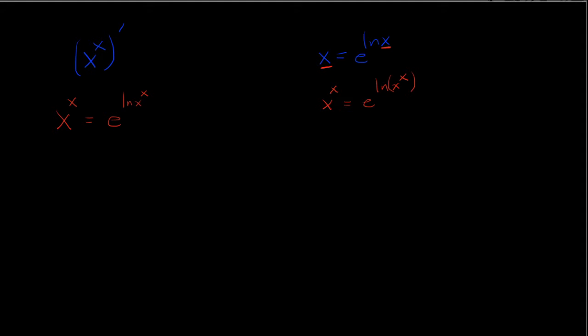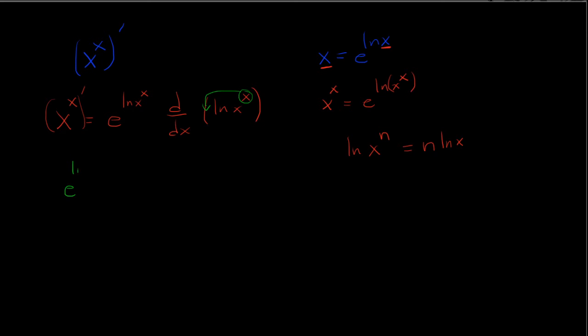So I'm going to rewrite x to the x as e to the natural log of x raised to the x power. And for the derivative, I need to multiply by the derivative of the exponent. So here, I want to take the derivative of the exponent, which is natural log of x raised to the x power. We know that if I have natural log of x to the nth power, I can bring out the exponent in front and leave the rest the same. So what I'm going to do is bring the x in front of the natural log.